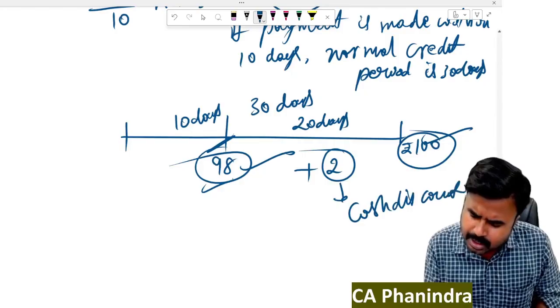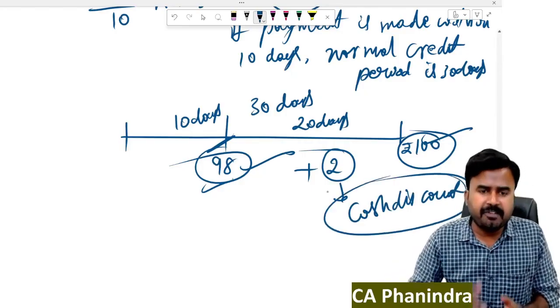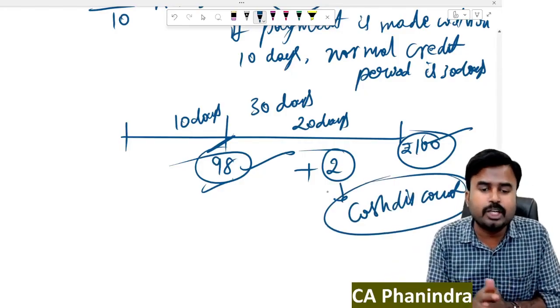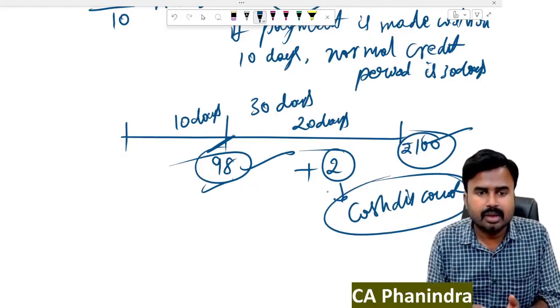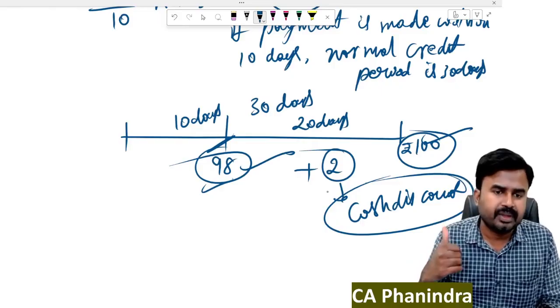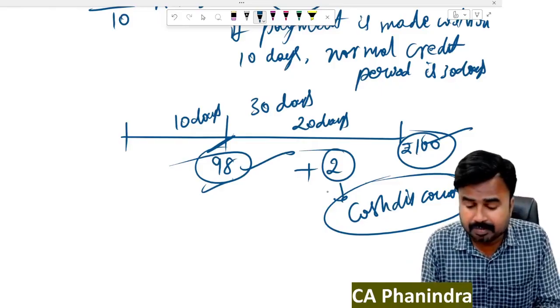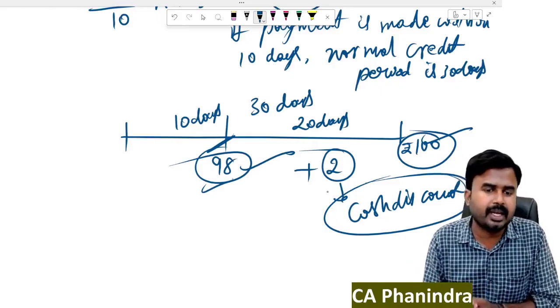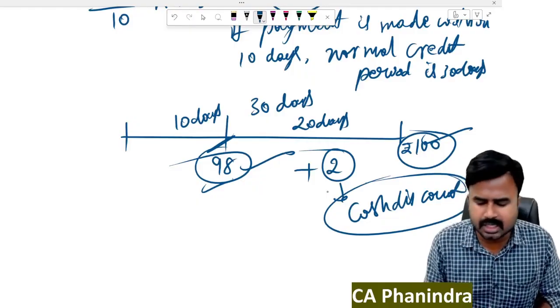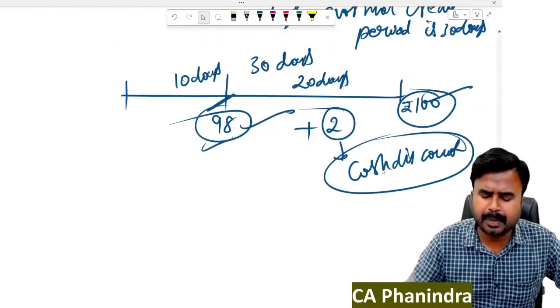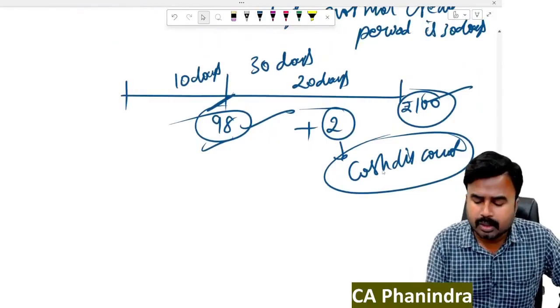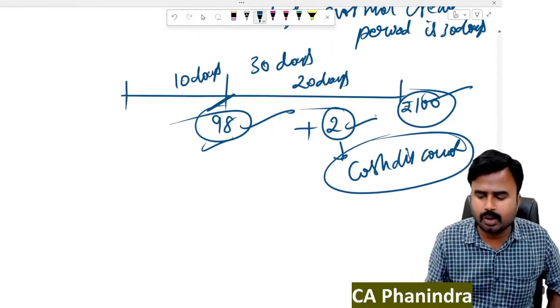So this cash discount is a benefit to the customer if he is willing to pay immediately, within 10 days. This cash discount is a cost to the company, a cost to the supplier, if he is offering this cash discount to the customers. So dear students, indirectly this particular customer is paying what?